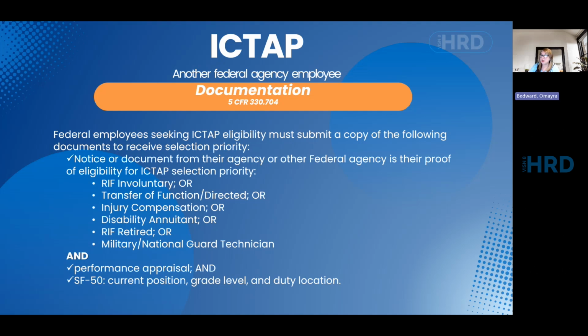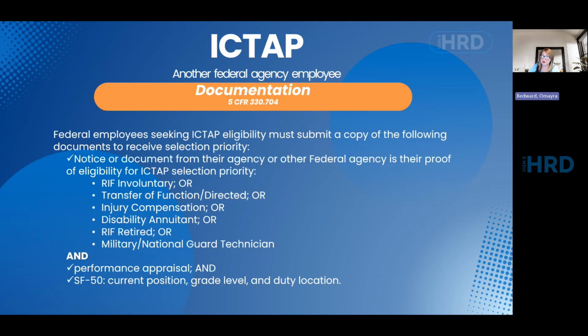And another notice that an employee could have is a RIF for retirement. Okay. The last one would be a military or National Guard technician that receives an OPM disability retirement annuity. So any of those notices, it's not all of them, but it could be one of those, okay?